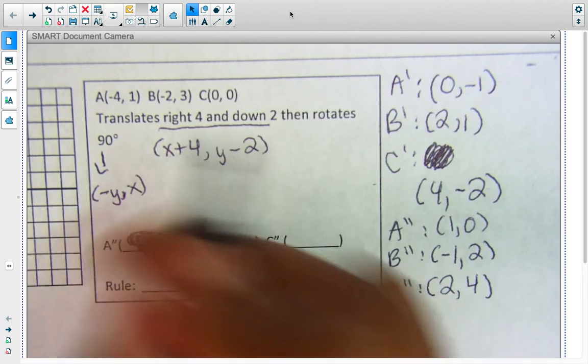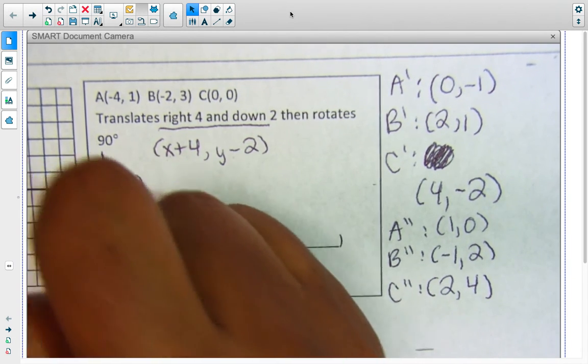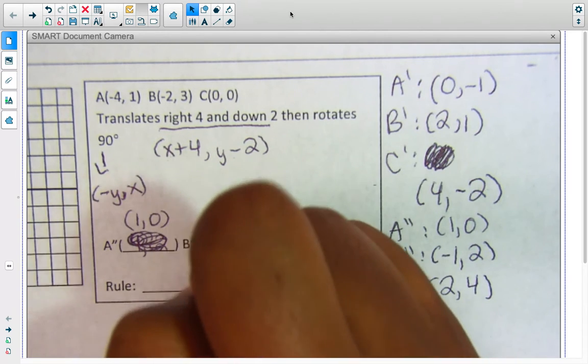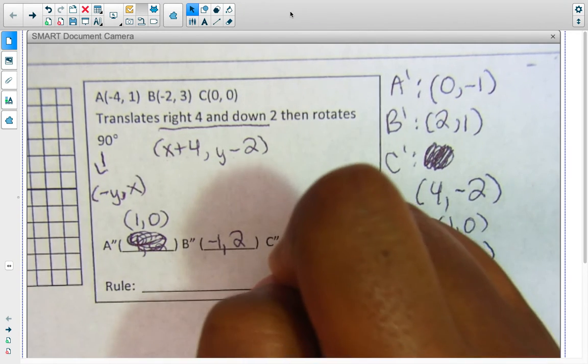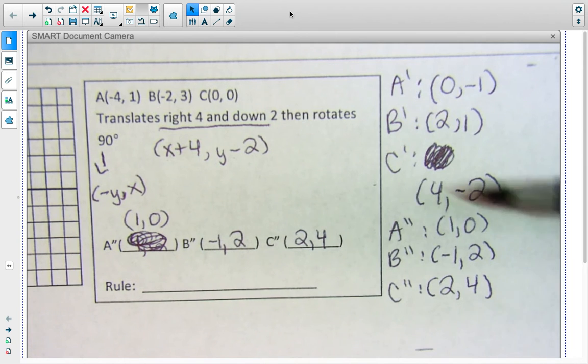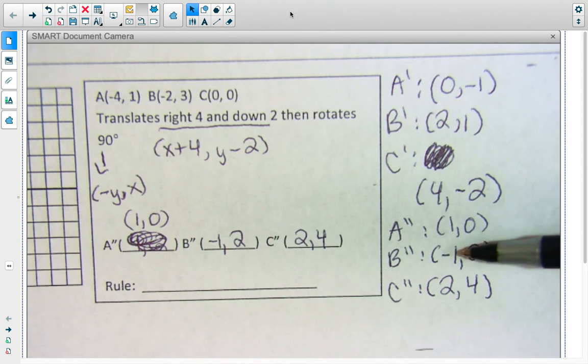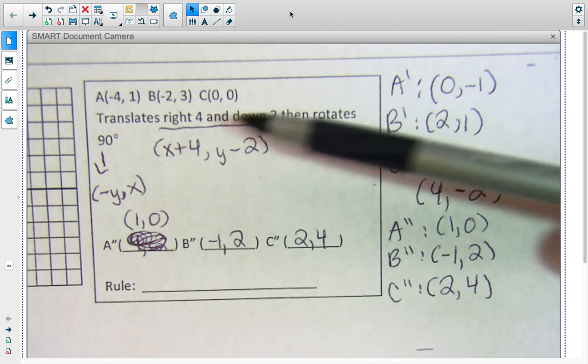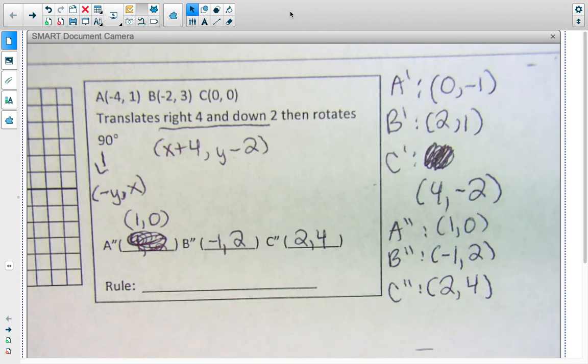So these are 3 ordered pairs. Hopefully you're writing in pencil. So this is (1, 0) here. This is going to be (-1, 2) here, and then this one's going to be (2, 4). So those are our 3 new ordered pairs that we found from translating right 4 and down 2.